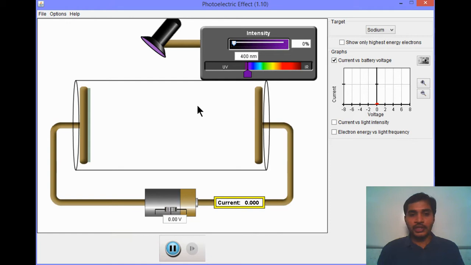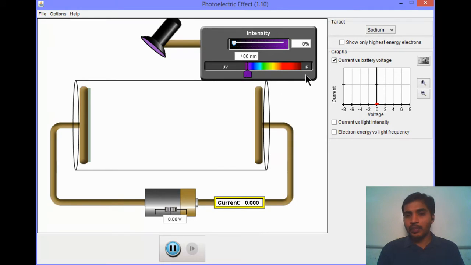So what you see here, there are a few things which you'll have to notice. There are some controllable parameters and there are some observable parameters. So here we have intensity. I'll be controlling this intensity. I'll be changing this, and I'll be looking at what effects it creates in the circuit. And you can also see the wavelength of light which I'm using here. It is presently set at 400 nanometers, which is basically in the blue spectrum of visible light.